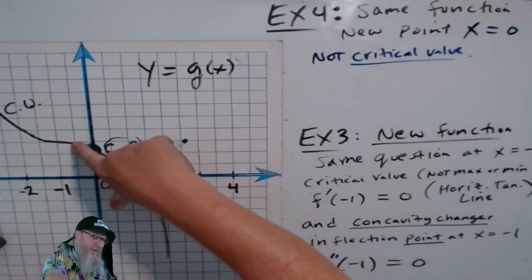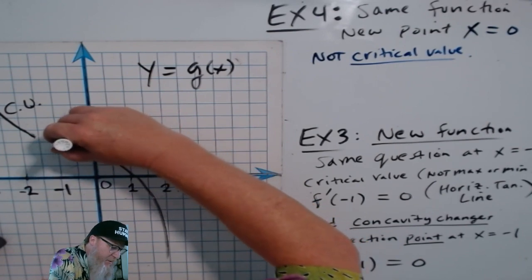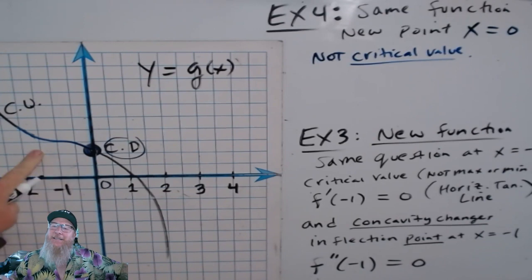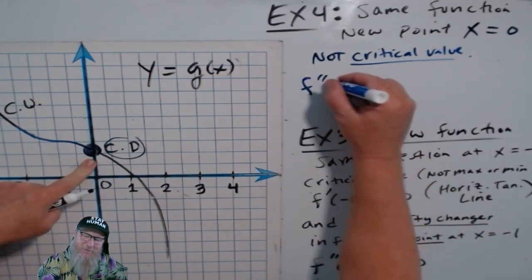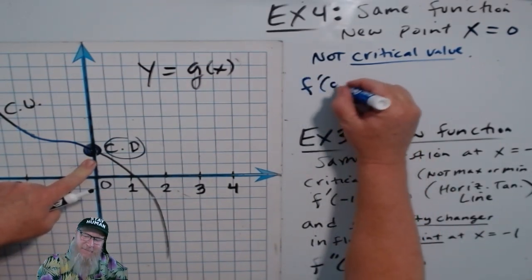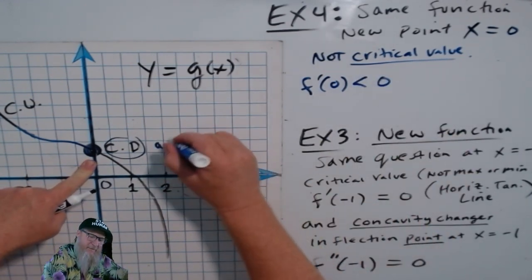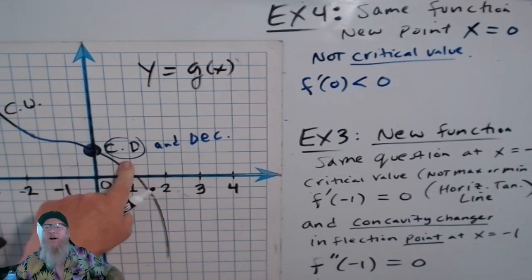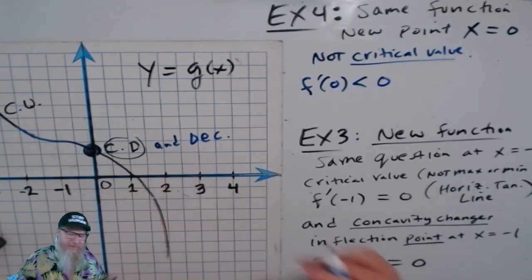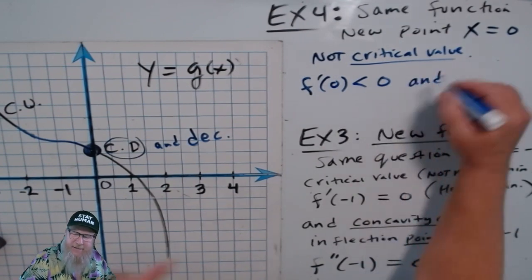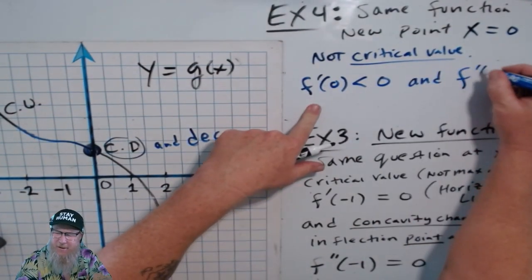Yeah, because the derivative is not 0 at that point. It's close to the derivative being 0, but it's not exactly 0. Right. So we know that the first derivative is negative, because it's decreasing. So it's concave down and decreasing. So this is decreasing, and then this is concave down.